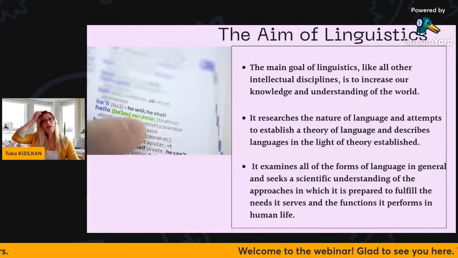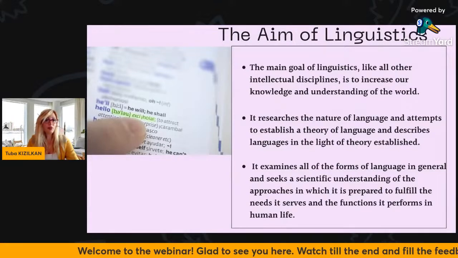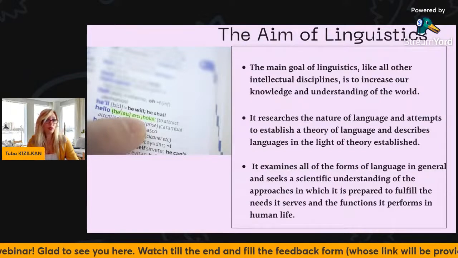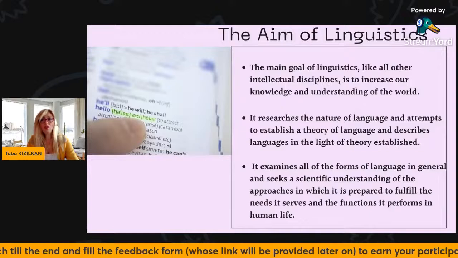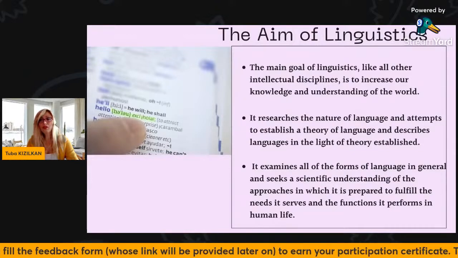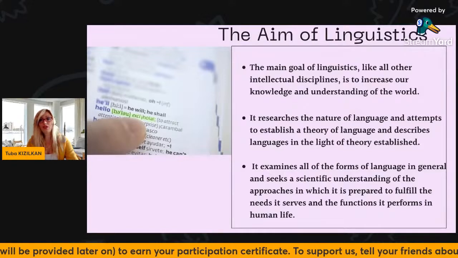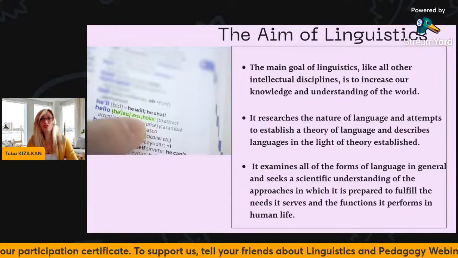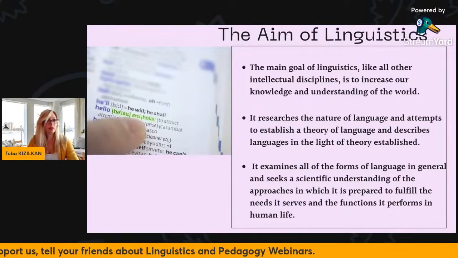So I can also say the main goal of linguistics, like all other intellectual disciplines, is to increase our knowledge and understanding of the world. I should emphasize once more. And it examines all of the forms of language in general and seeks a scientific understanding of the approaches in which it is prepared to fulfill the needs it serves and the functions it performs in human life.